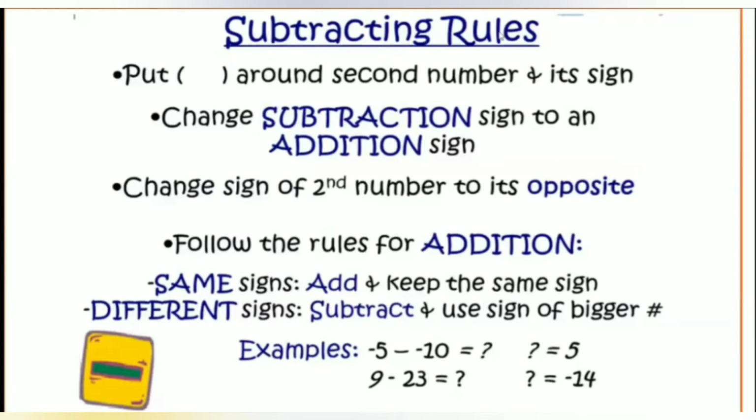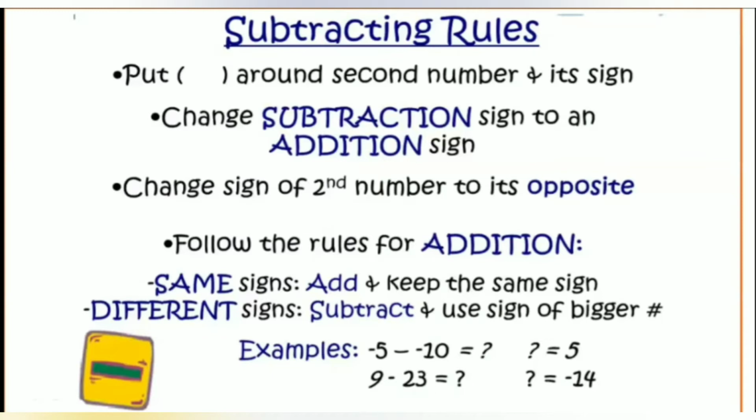All right, so put a parenthesis around the second number and its sign. So it will help us a lot. And then change the subtraction sign to an addition. If you ask why, we already built the concept that subtracting means addition, right? But we have a continuation, adding the opposite. So subtraction is changed to addition, and then change the sign of the second number to its opposite. And then follow the rules for addition.